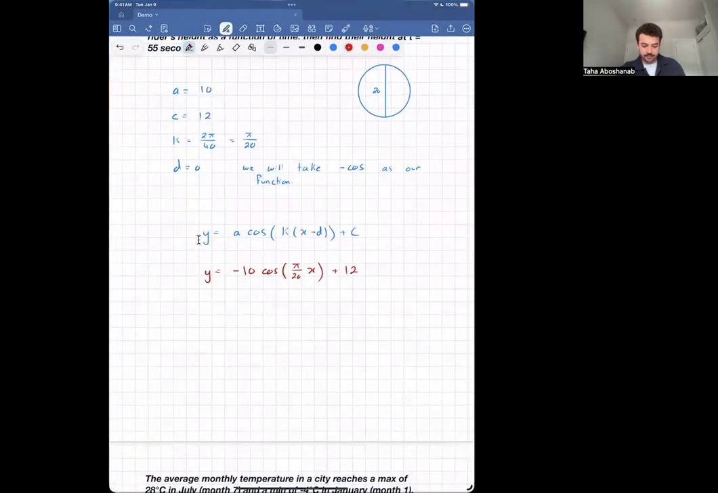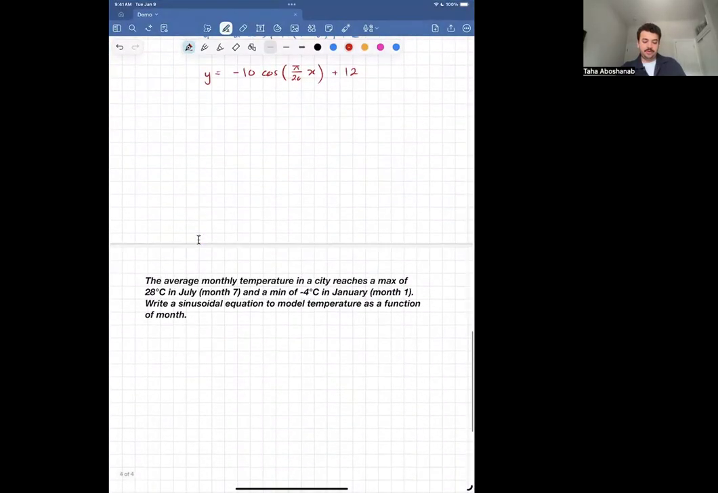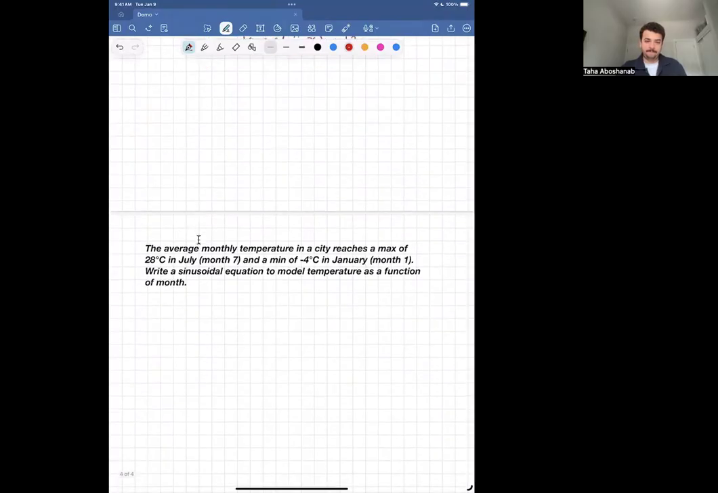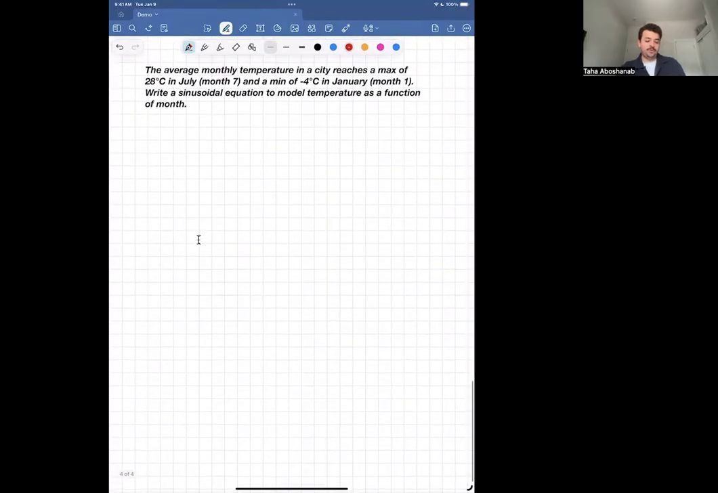Okay. We have another example here, which shows that the average monthly temperature in a city, maybe like Toronto, reaches a maximum of 28 degrees Celsius in July. I know it gets really hot in the summer, and a minimum of -4. Maybe not a minimum of -4. Sometimes it gets a bit colder in Toronto, but for the sake of this problem, let's say it's -4 in January, which we'll treat as month number 1. Let's write a sinusoidal equation to model the temperature as a function of the month.